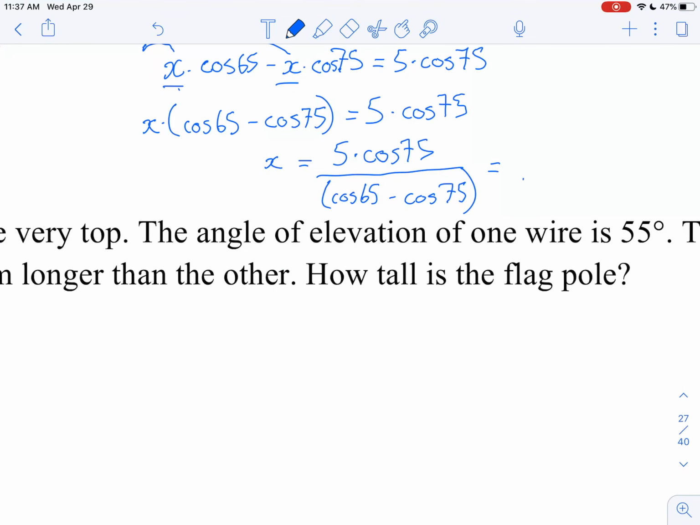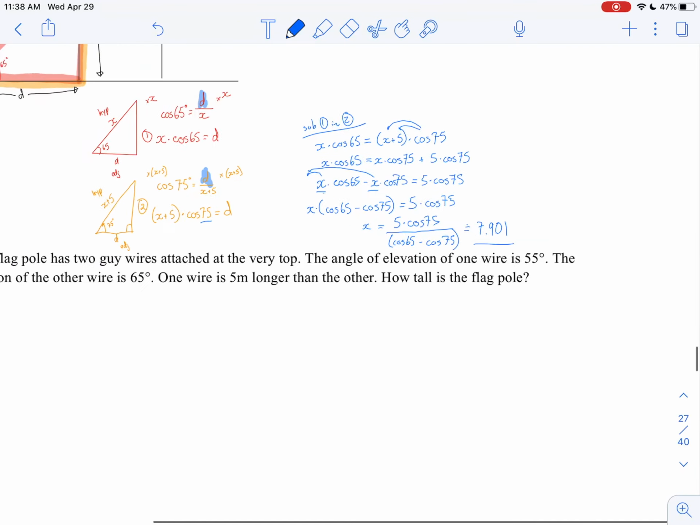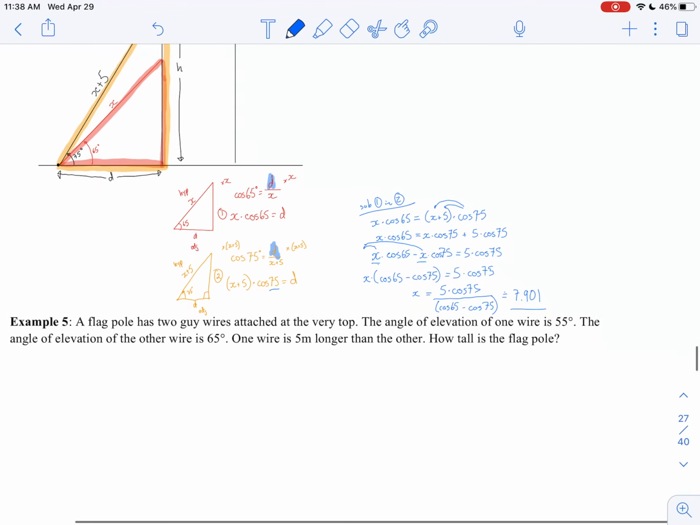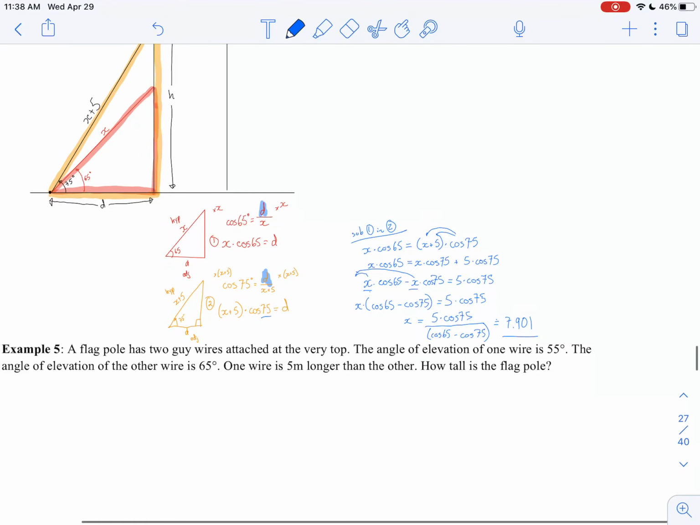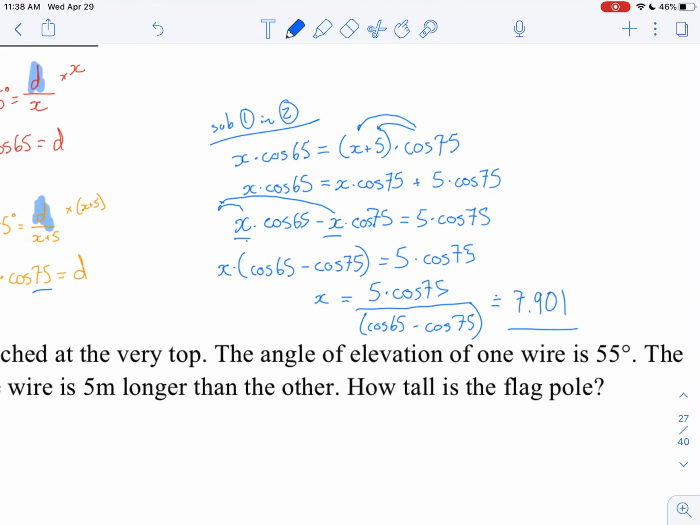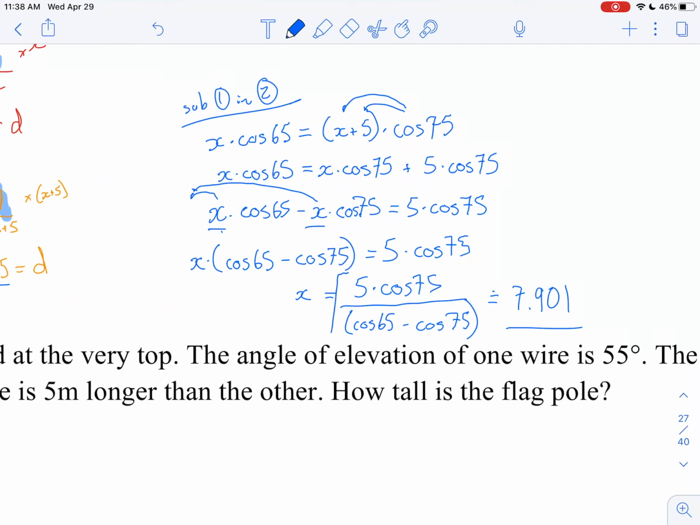So that is 7.901. I understand we have rounded this ever so slightly, so it's not a 100% perfectly accurate answer, but we do need to use that to solve for the next step. So that's why I'm going to write it out. I suppose I could use this as my exact answer. This would be my exact answer, and I could substitute that into my next one.